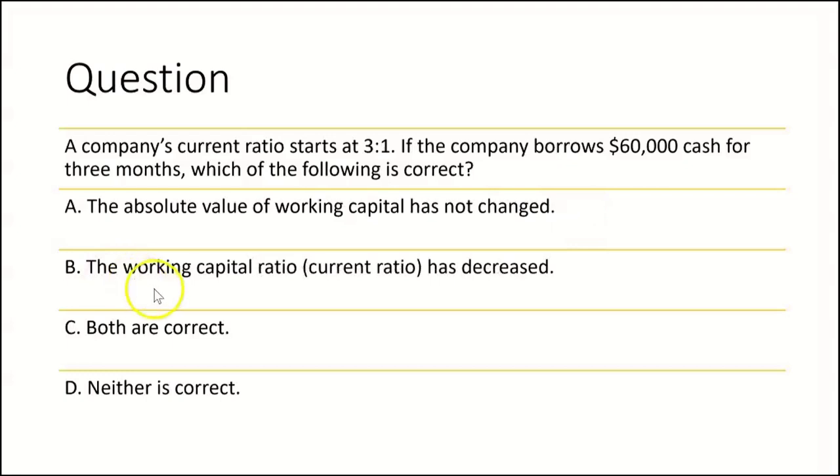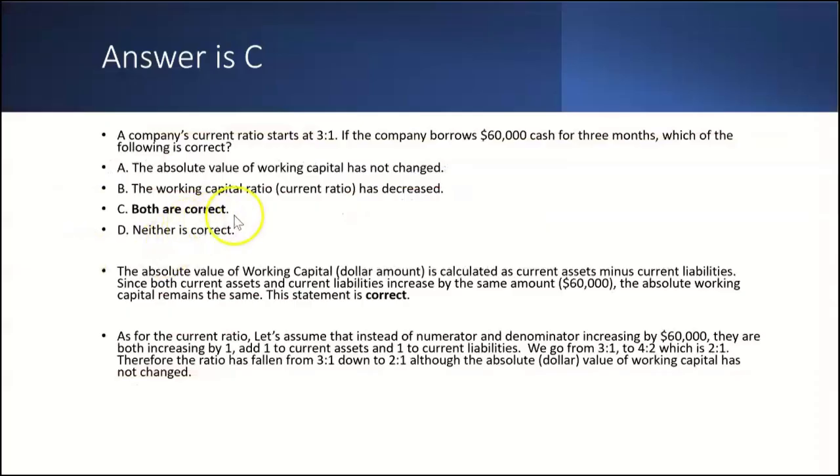What about B? The working capital ratio, the current ratio, has decreased. Is that true? Well, we can use that same exercise that we did where we add 1 to both sides. And the answer is going to be C. Both are correct. Why? Well, we took care of the absolute value of working capital. We said the dollar amount doesn't change. But what about the current ratio? Let's assume that instead of the numerator and denominator increasing by $60,000 cash, they're both increasing by a factor of 1. Let's add 1 to current assets and 1 to current liabilities.